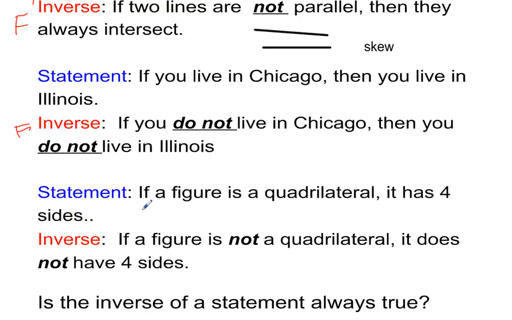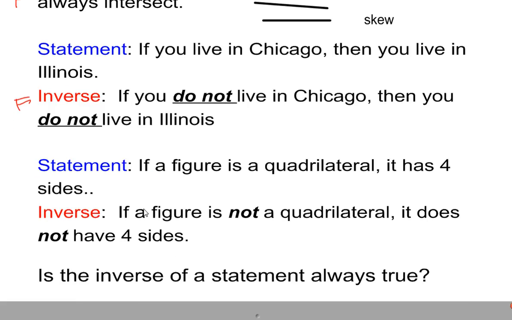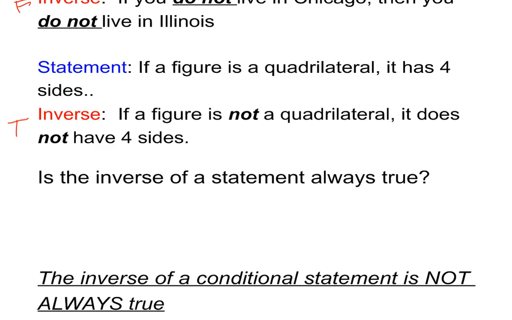Next, if a figure is a quadrilateral, it has four sides. The inverse was, if a figure is not a quadrilateral, it does not have four sides. So, is that true? Well, if it's not a quadrilateral, that means quadrilateral is what again? The definition of a quadrilateral is a four-sided figure. So if it's not a quadrilateral, that means it is not a four-sided figure, which means it cannot possibly have four sides. So this inverse is true. So is the inverse of a conditional statement always true? It is not always true. Sometimes it is. Sometimes it isn't. It depends on the question.